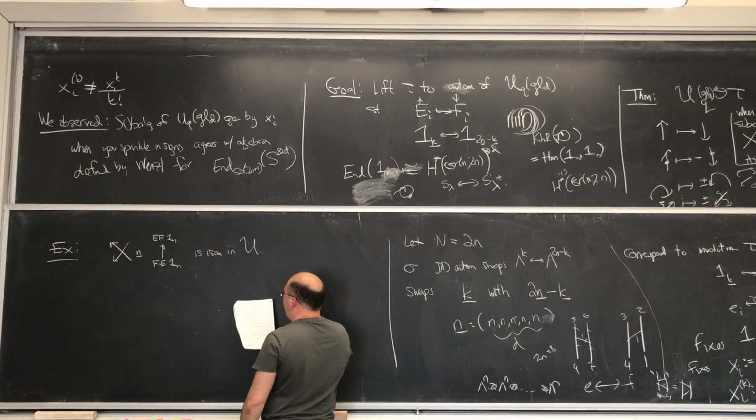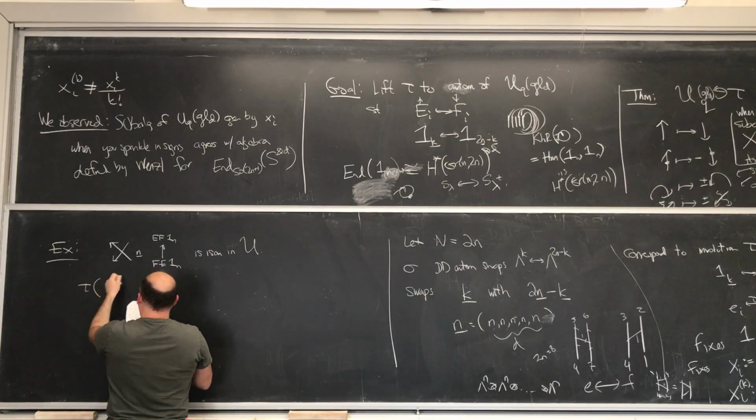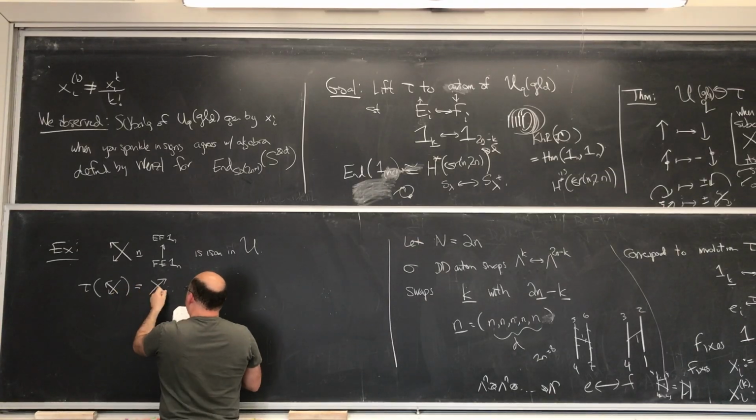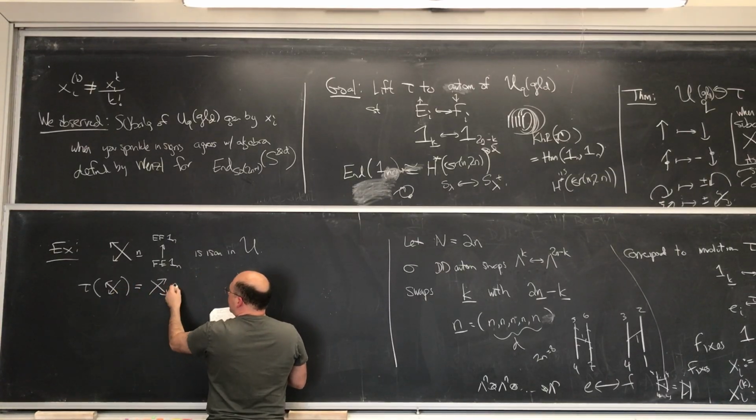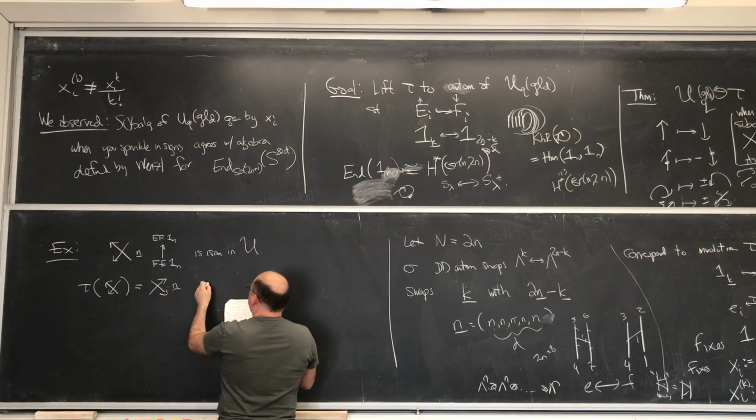Okay? Now, tau of this happens to be this thing, still with an N on the right. And that's the inverse isomorphism.